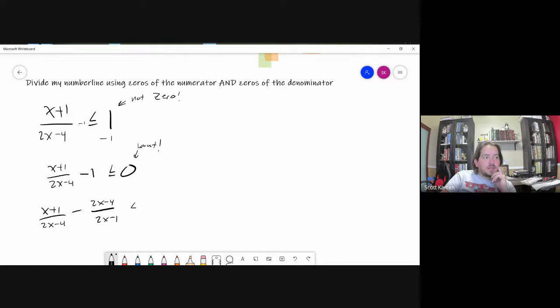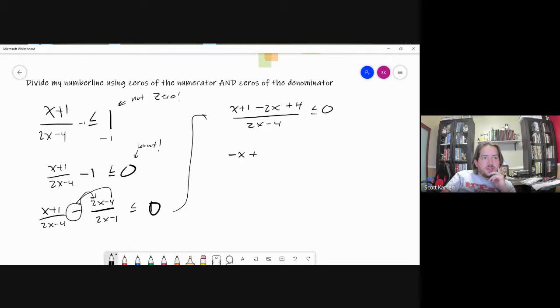Because that's still 1, right? I'm just changing the way that 1 looks. And I can combine these now. And be careful with this minus. That's minus 2x minus 4 and then minus negative 4. So this will be x plus 1 minus 2x, and then minus negative goes to plus 4, all over 2x minus 4. And that is supposed to be less than or equal to 0. So this is negative x plus 5 over 2x minus 4, less than or equal to 0.